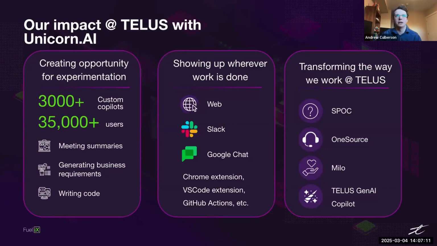So here's a bit of a summary of our impact at TELUS with the generative AI platform that we built there. We created opportunities for experimentation with over 3,000 custom copilots. If you're not familiar with what a copilot is, we'll be jumping more into that later as we brought them into Fuel iX. With over 35,000 users, doing things like creating meeting summaries, generating business requirements, and writing code.